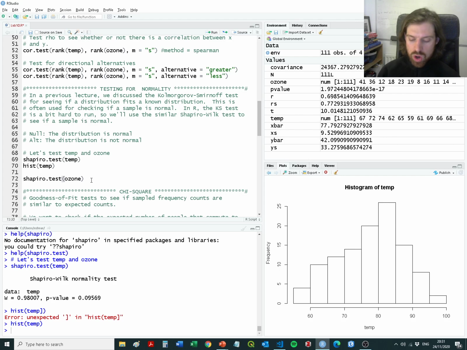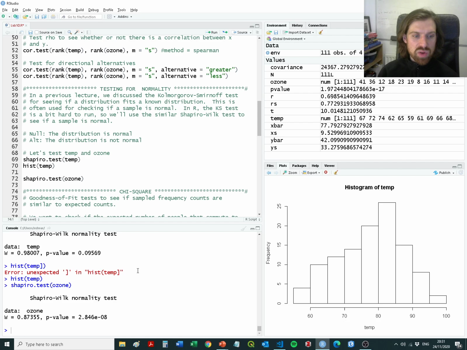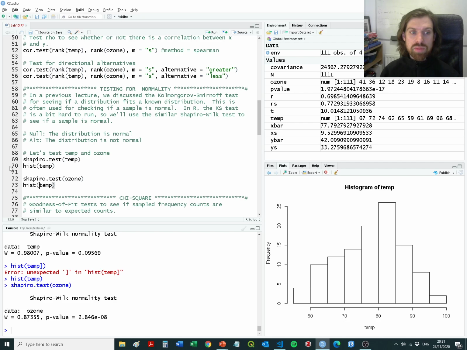Now let's run the ozone test. When we do that, we get a really quite significant p-value, 2.846 times 10 to the minus 8. So that's a really small p-value, well below our 0.05 level, which obviously means that it's not normally distributed. Okay, so that means that something else is going on here, causing it to be non-normally distributed.